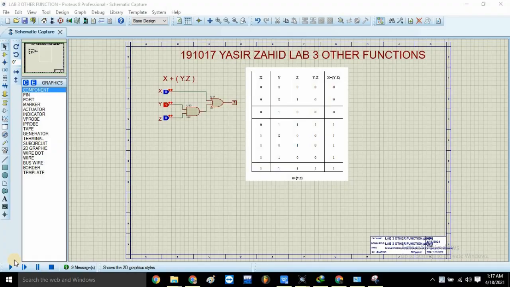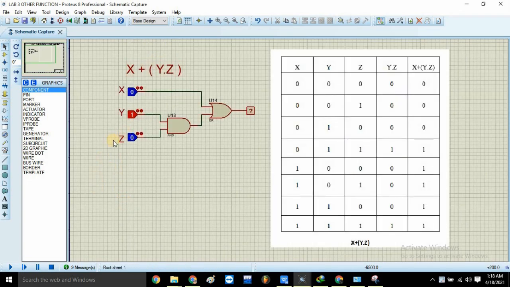This is the second part of lab 3. It was a separate function from De Morgan's law, so I created its schematic separately. Now what we are going to do is match its truth table with the real-time behavior of this circuit. Let me start the simulation.